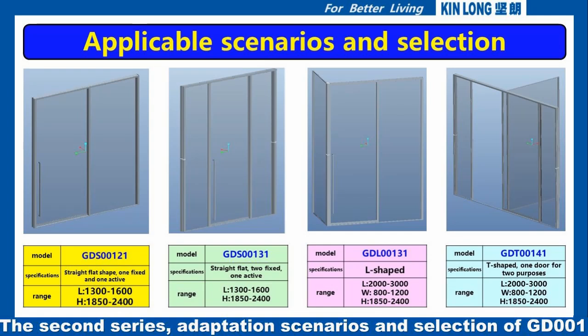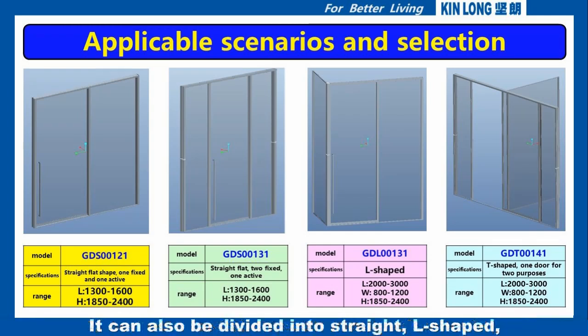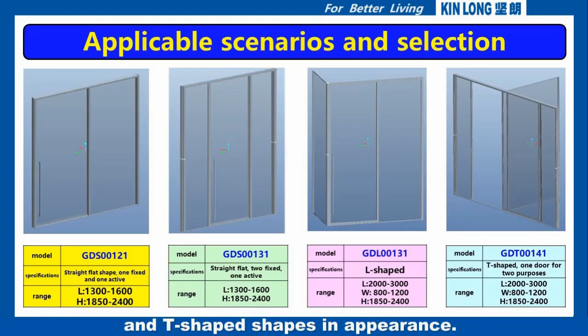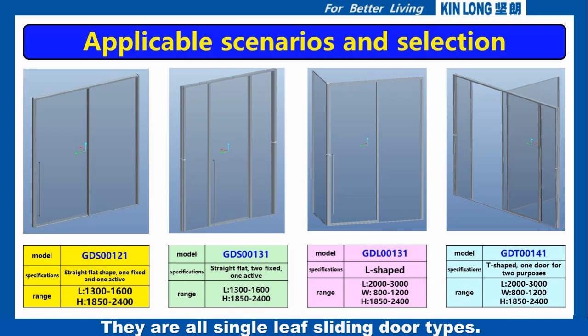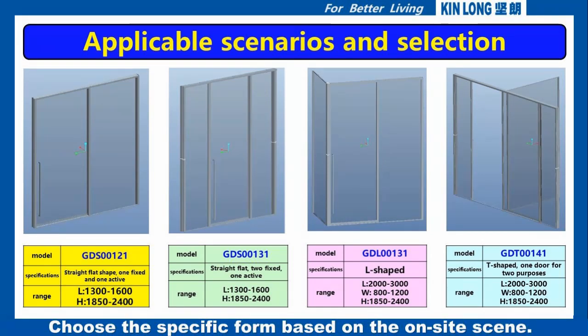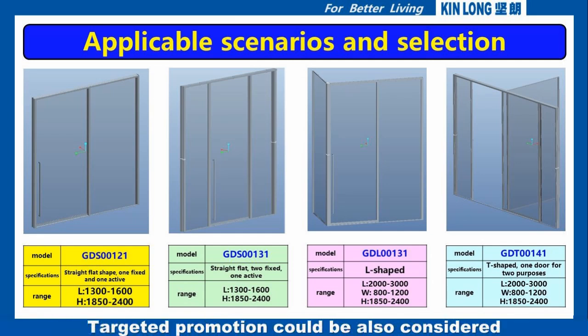The second series, adaptation scenarios and selection of GD001. It can also be divided into straight, L-shaped, and T-shaped shapes in appearance. They are all single leaf sliding door types. Choose the specific form based on the on-site scene. Targeted promotion could also be considered from the perspective of customization scope. Other selection methods are the same as GZ001 introduced earlier.